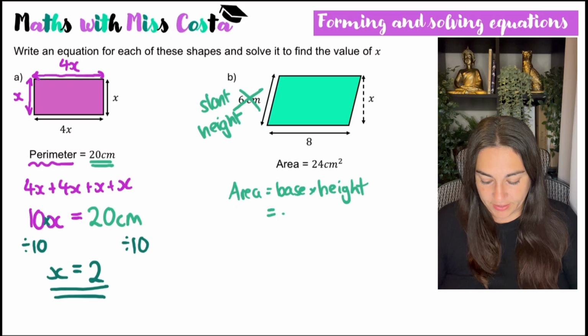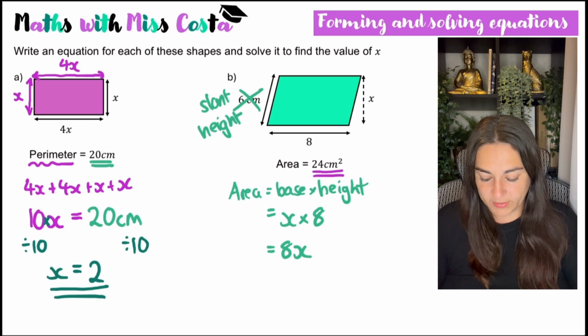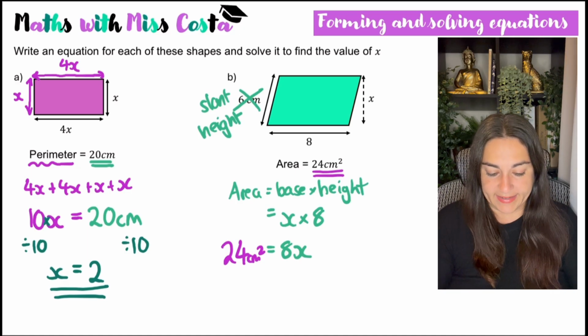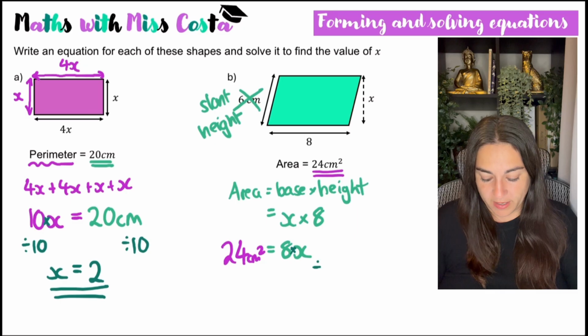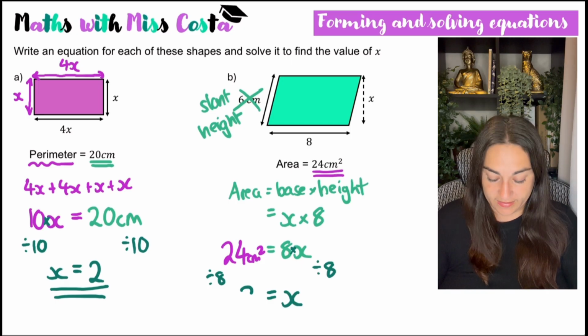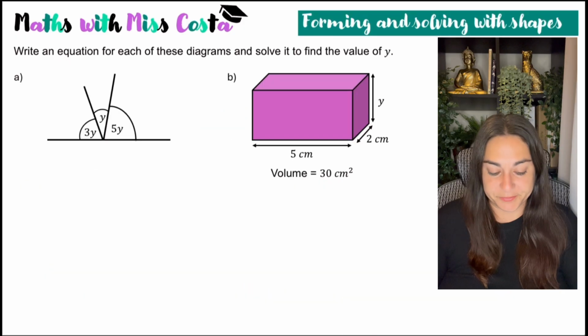So the area is going to be x times by 8, which is just 8x. And they've told me that the area is 24 centimeters squared. So I know that 24 centimeters squared is equal to 8x, and I need to figure out what x is. So x is being multiplied by 8. To get rid of it, I'm going to divide by 8, because that would cancel the 8 out. So x is going to be 24 divided by 8, which is 3. And remember, it doesn't matter whether you write it like this or like that, it's the same thing.